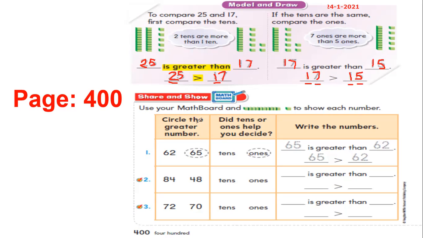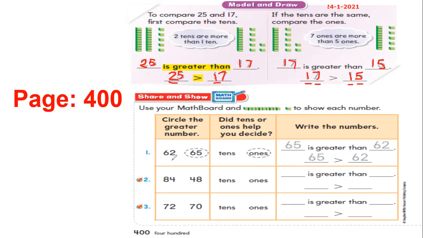So here we have to circle the greater number. So between two numbers, we have to circle the greater number. Then the tens or ones help you decide. So what helps you decide? You check the tens, whether it is the same or not. Then you check the ones. So you have to decide which helped you. Then we are going to write the greater number and then the smaller number.